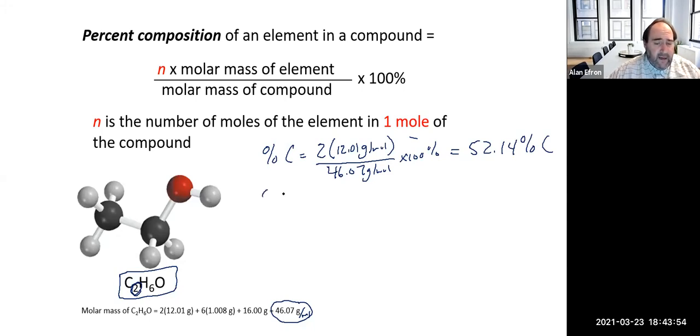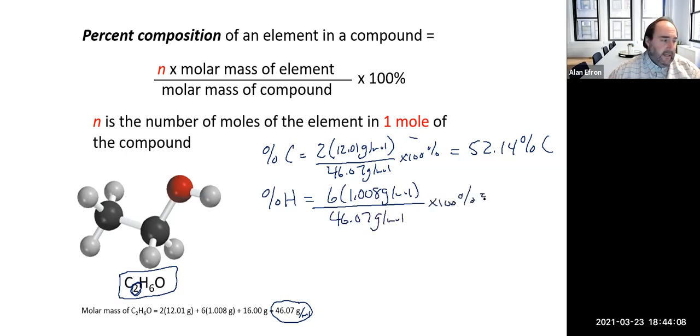We could do the same thing for hydrogen. There's 6 of them in the formula. So 6 times 1.008 grams per mole from the periodic table divided by the molar mass of the entire compound times 100%. That gets us 6 times 1.008 divided by 46.07, which is 0.13. Times 100, about 13. So it is made up of about 13% hydrogen by mass.